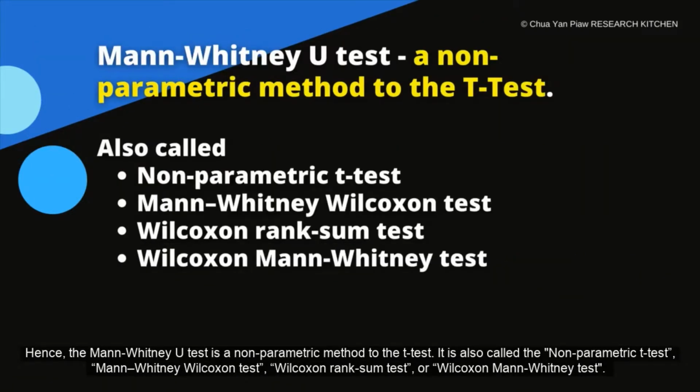Hence, the Mann-Whitney U test is a non-parametric method to the t-test. It is also called the non-parametric t-test, Mann-Whitney-Wilcoxon test, Wilcoxon rank sum test, or Wilcoxon-Mann-Whitney test.